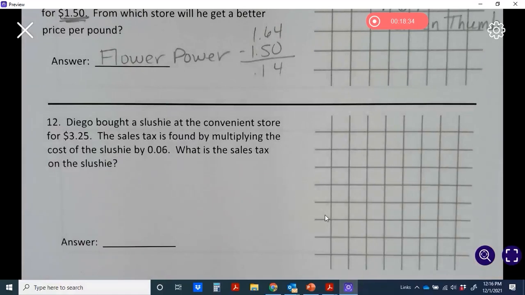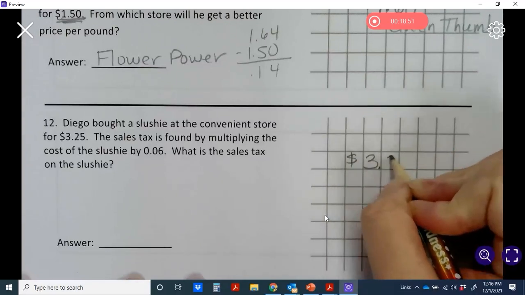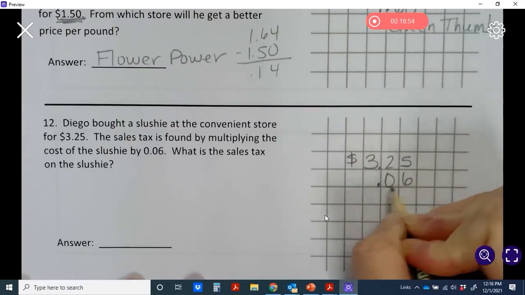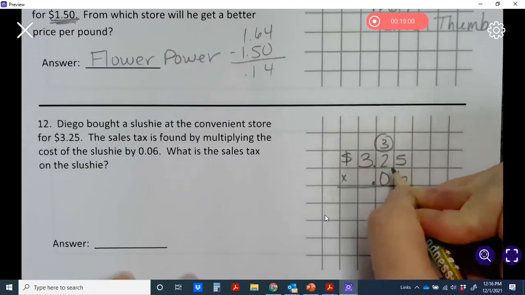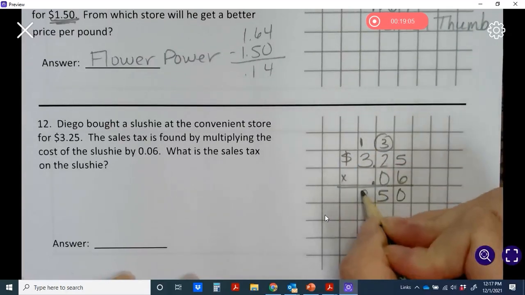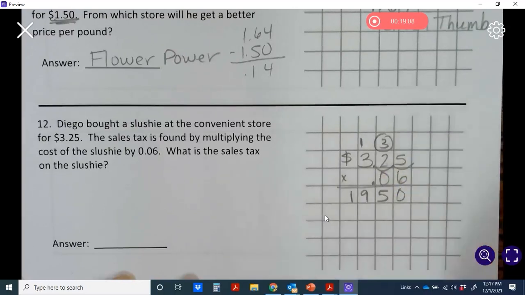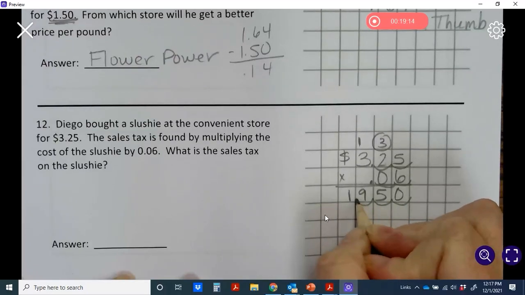12. Diego bought a slushie at the convenience store for $3.25. The sales tax is found by multiplying the cost of the slushie by 6/100. What is the sales tax on the slushie? All right, so $3.25 times 0.06. 6 times 5 is 30. 6 times 2 is 12, 13, 14, 15. 6 times 3 is 18, 19. Okay, there's 2 decimals in my top number, 2 in my bottom, so I go 1, 2, 3, 4.